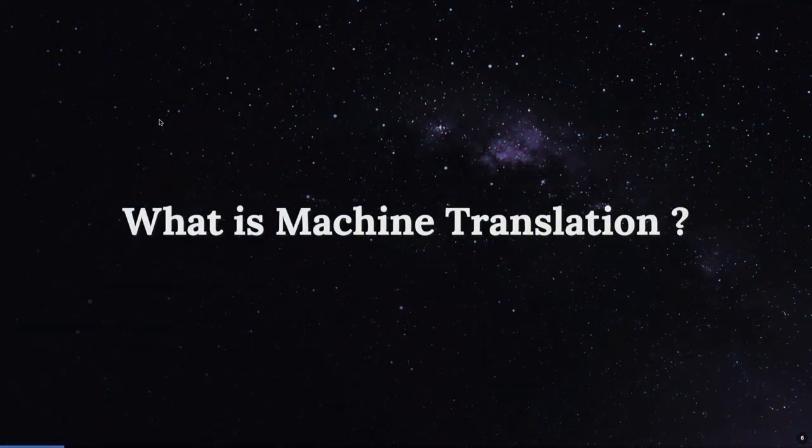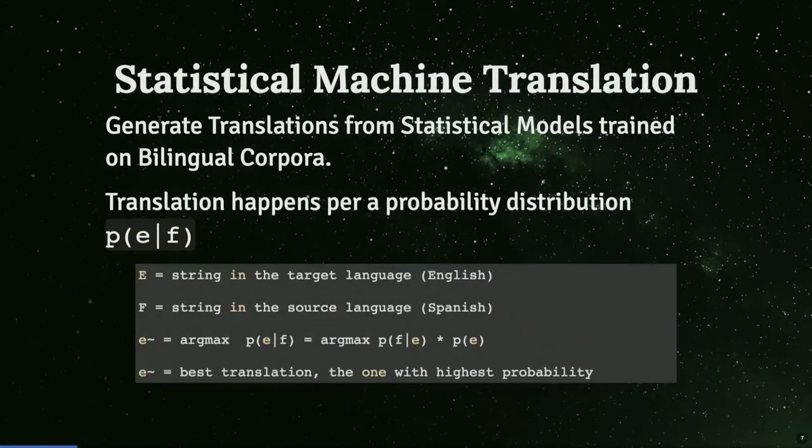So what is machine translation? Does anyone have an idea as to what machine translation is? So let's look at statistical machine translation. Let's say I'm trying to train a machine translation model, translating from Spanish to English. The way it's been done using statistical methods is kind of a Bayesian approach. E is a string in the target language, which is English, and F is a string in the source language, Spanish.